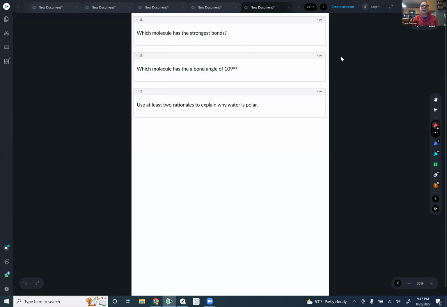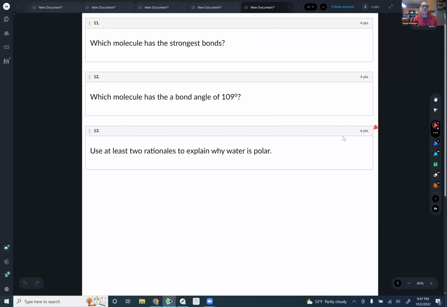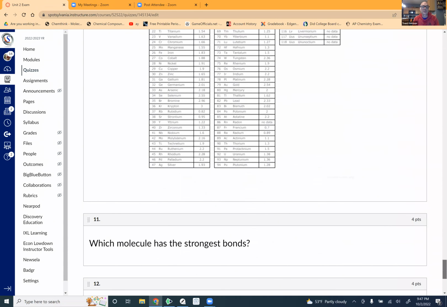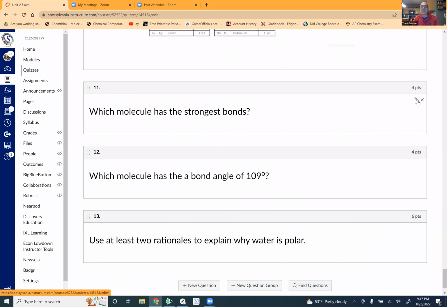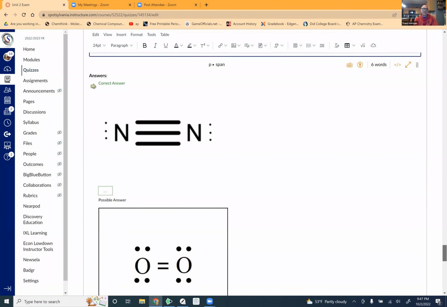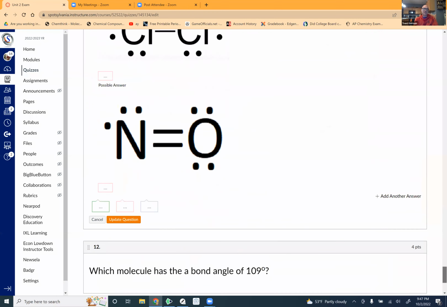All right, number 11, 12, and 13. Last questions. And I believe I have to go back to the question, which one has the strongest bonds? Let's see if we can go back to the multiple choice here to figure those out. Strongest bonds happen with the triple bonds. So let's hope that that is one of the choices, and it is. Nitrogen has the triple bond. The double bonds are less. The single bonds are less.